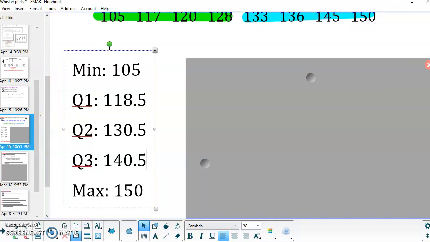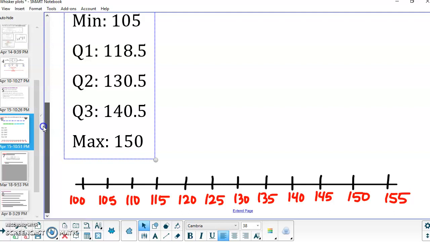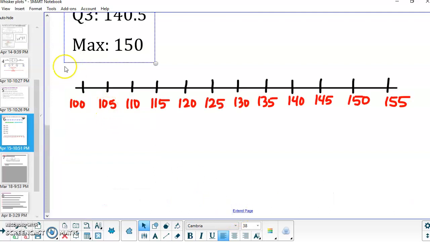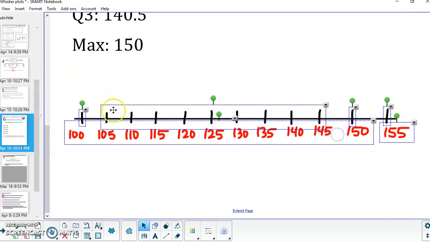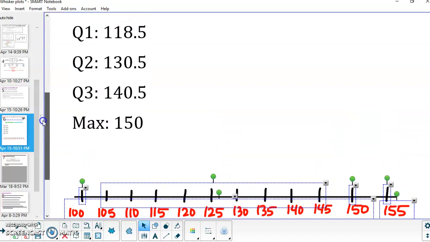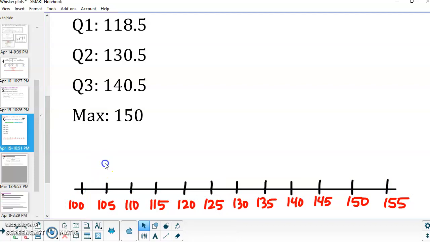Okay, so now to make my box and whisker plot. So I'm going to actually move this down. All right. So my minimum is here at 105. So I'm going to mark that. So again, I scaled it. I chose to go by fives. So I'm going to mark at 105. I'm going to put a line here and at 150.